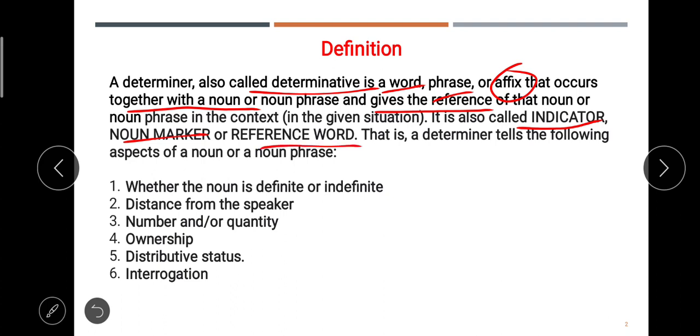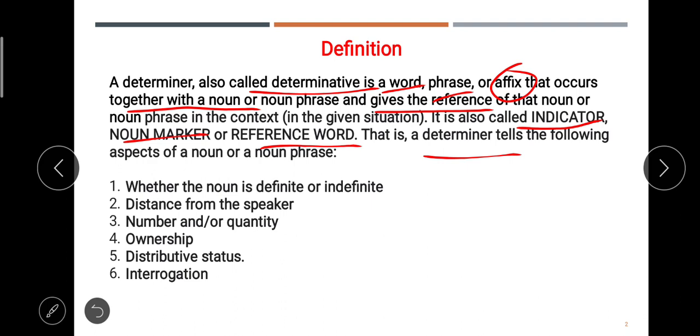Determiners can also be called indicators. They are the noun markers or reference words. And if we talk about the purpose they serve, they describe and tell us the following things about a noun. Five or six things become clear about a noun with the help of the determiners only.